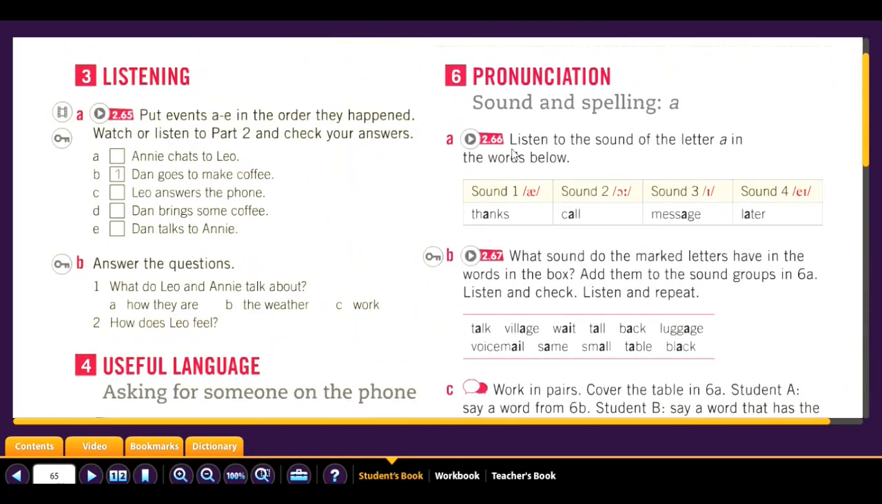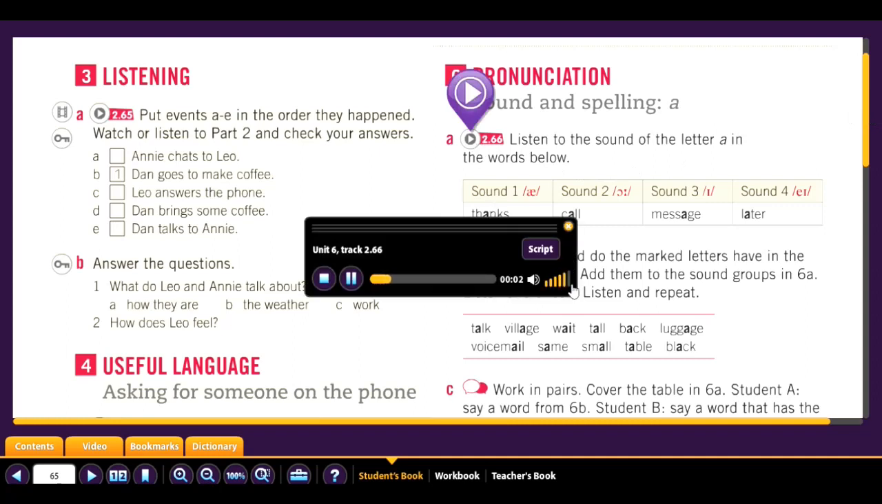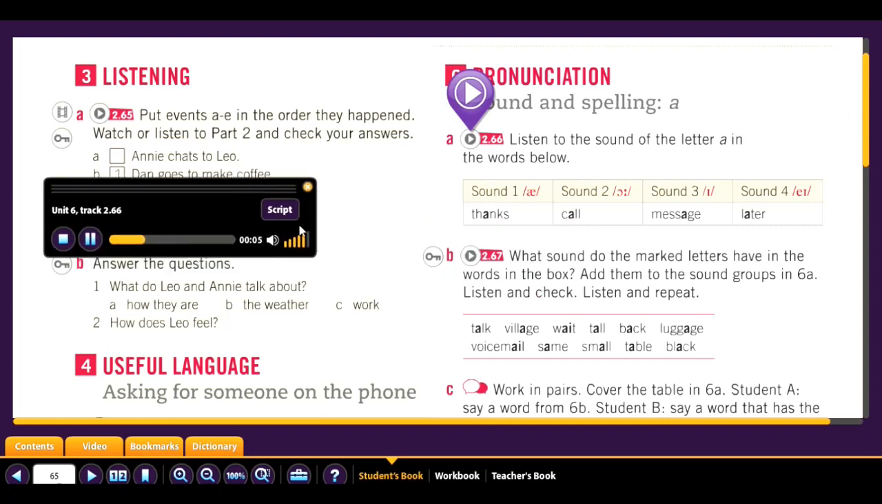Now pronunciation, sound and spelling A. Listen to the sound of the letter A in the words below. Sound 1, sound 2, sound 3, and sound 4. Van a ver cómo se pronuncian cada una de estas. Y las van a tener que repetir. Listen and repeat. Track 2.66. 1. Thanks. Thanks. 2. Call. Call. 3. Message. Message. 4. Later. Later.